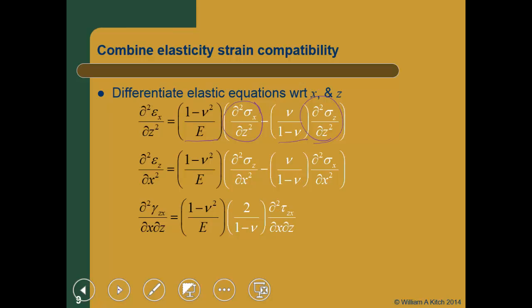And then if I just follow through and do the same thing with the other ones, I get these. This one's a little more complicated because I'm going to differentiate against x versus z. But if you recall, this was just a constant times tau zx, so it's pretty simple.